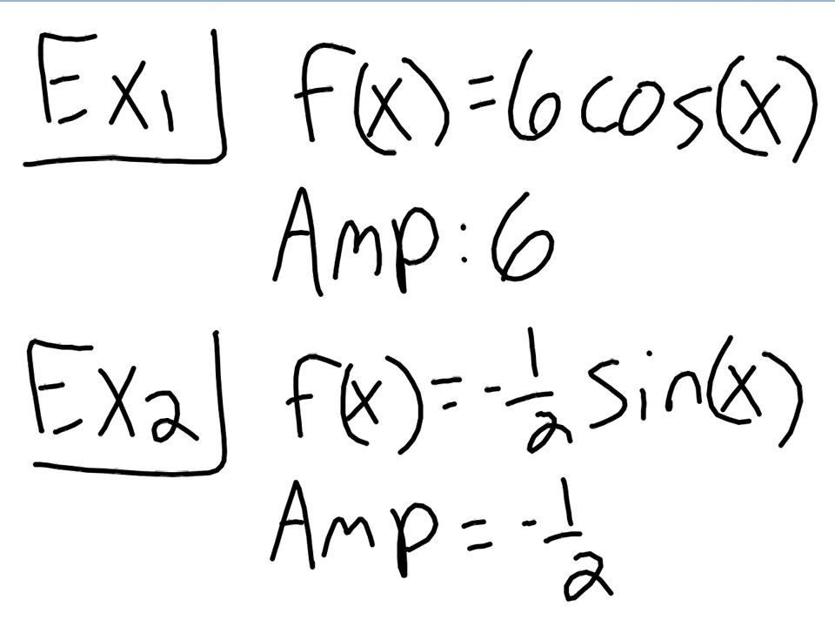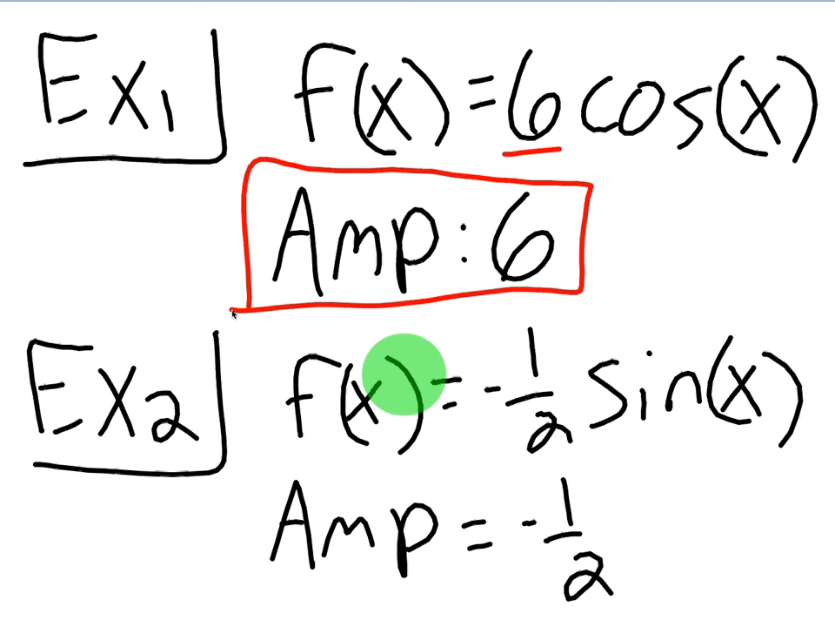Okay, just a few quick examples for you. Example 1, let's say f of x is equal to 6 cosine of x. All you need to do, and I'll underline this in red, is just look at the number in front of the trig function, and that will quickly give you what the amplitude is. In this case, it's going to be 6.